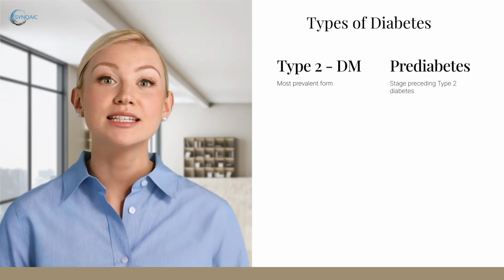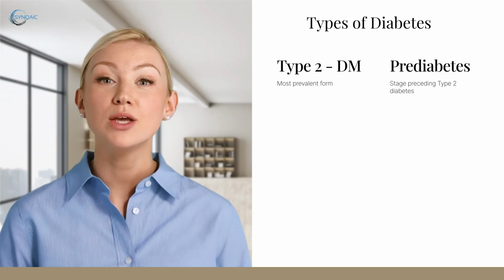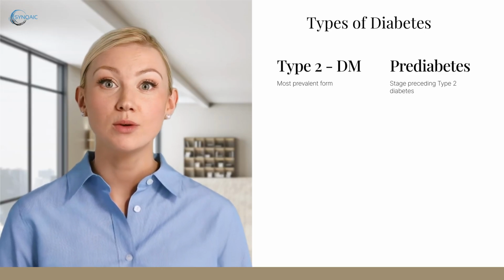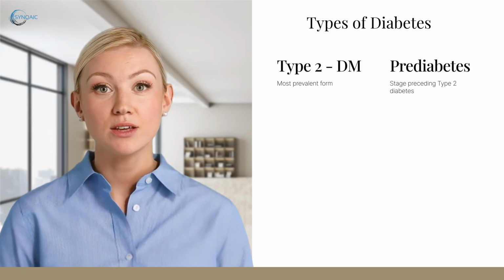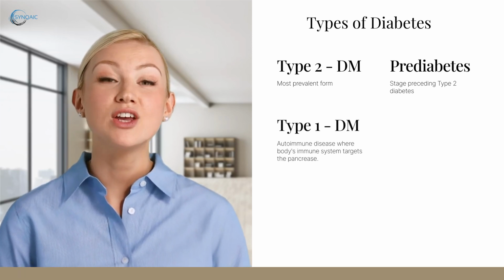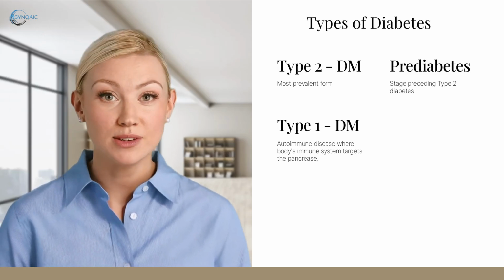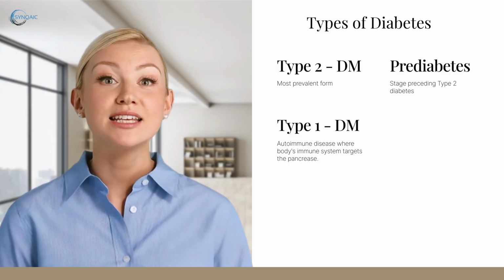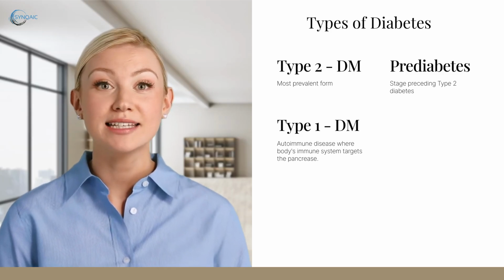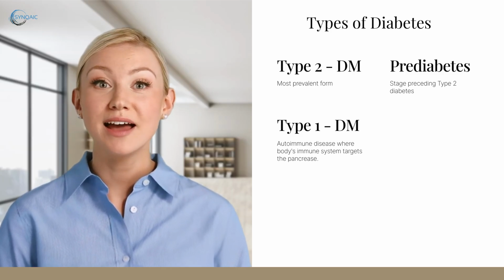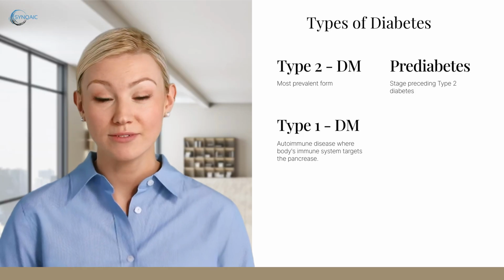Second, prediabetes is the stage preceding type 2 diabetes, characterized by elevated blood glucose levels that are above normal but do not yet meet the criteria for a type 2 diabetes diagnosis. Third, type 1 diabetes is an autoimmune condition where the body's immune system targets and eliminates insulin-producing cells in the pancreas, though the exact cause is unclear. Approximately 10% of individuals with diabetes have type 1, which typically manifests in children and young adults, but can also onset at any stage of life.